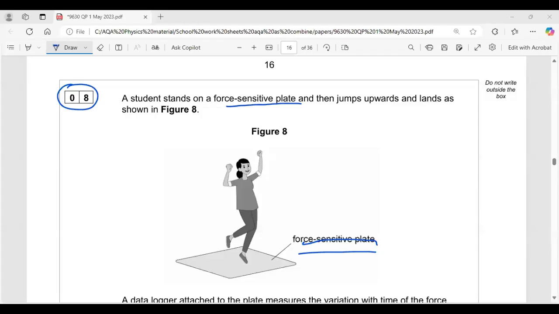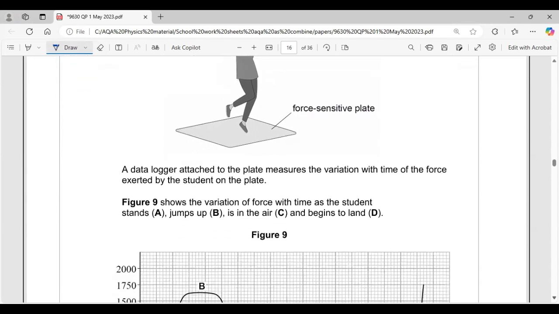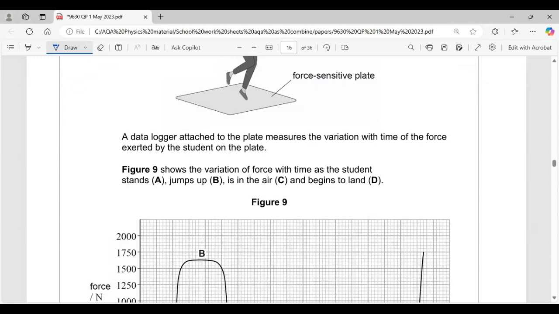Hello everyone. Today we're going to discuss a question from AQA Physics, and this question is related to momentum and force. So, we have a situation. A student is standing on a force-sensitive plate, and she's jumping and then landing, and it is shown by the graph. So the three positions are here in the graph.